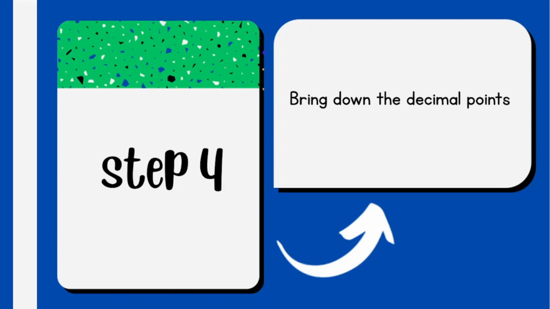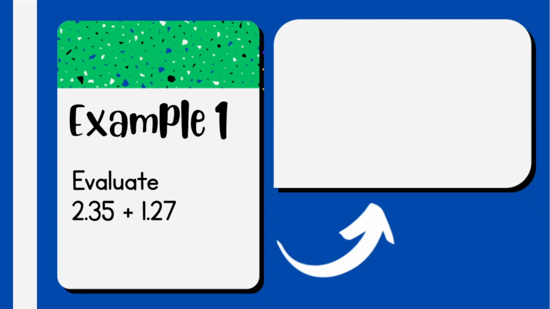All right, so let's start with examples, then we'll follow the steps one after the other. We have a few examples we're going to use to explain it in this video. The first example is this: you're asked to evaluate 2.35 plus 1.27. The first thing is that we're going to write it in such a way that the decimals are aligned, or lined up vertically.